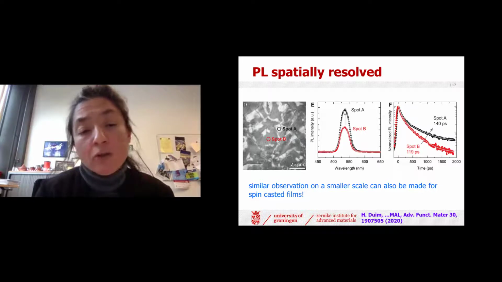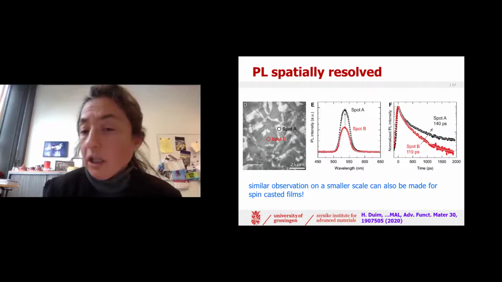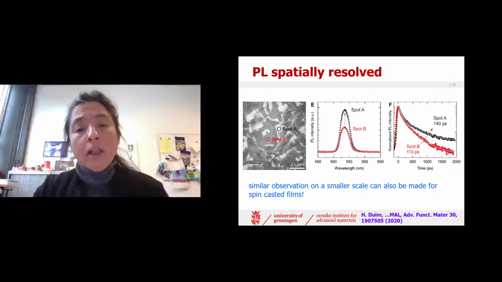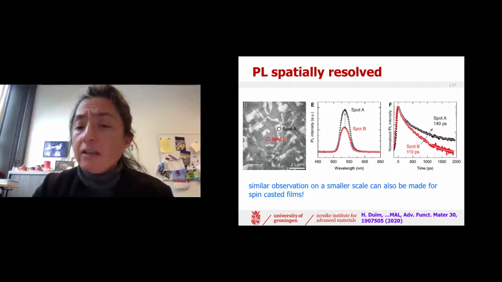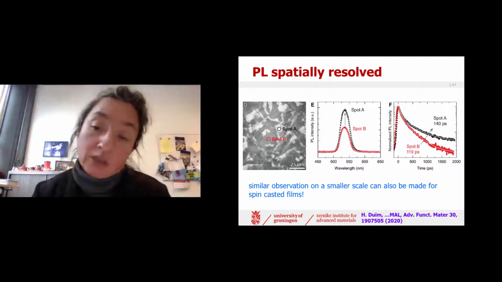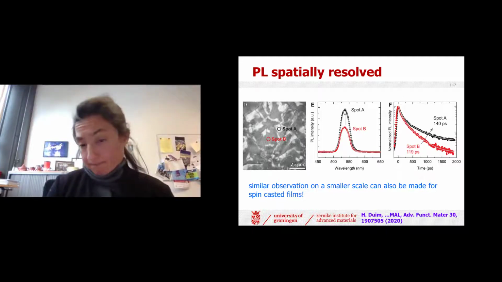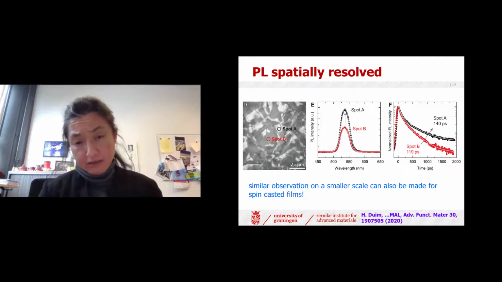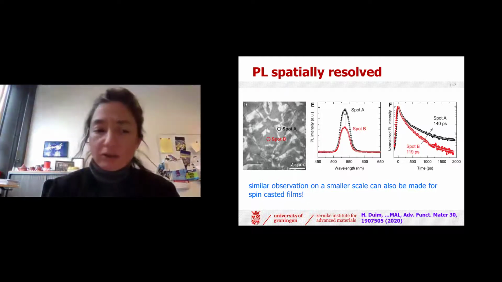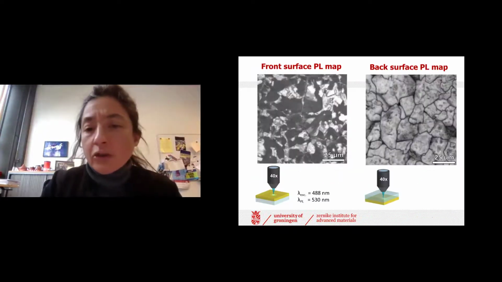But now, since we are exciting all this with a time resolved laser, we can even do some time resolved spectroscopy. And again, we measure our decay time in A and our decay time in B. By doing that, we see that spot A has a much longer decay time than spot B. So it appears that indeed there are some non-radiative channels that open in our spot B. But let's try to understand a bit better what is going on.